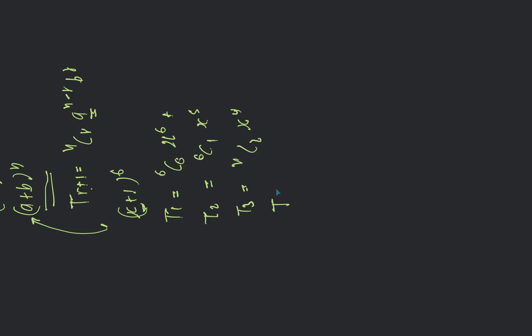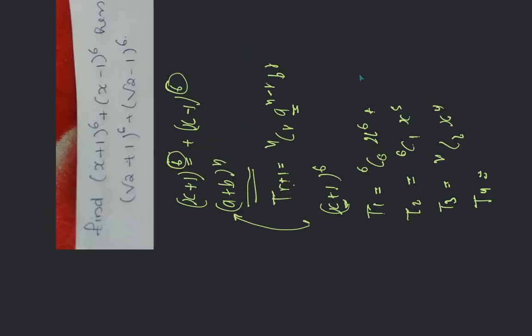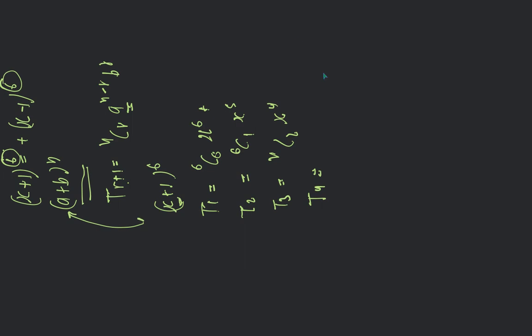Now talking about the next part, t4. How can we get the fourth term? Is everything that I'm explaining clear to you till this part? Sorry, this is not n, this is 6, because the value of n is given as 6. Now how do we get the fourth term? In place of r, we put r equal to 3. So we get 6C3 into x to the power 6 minus 3, that is 3, into 1 to the power 3, which is again 1.